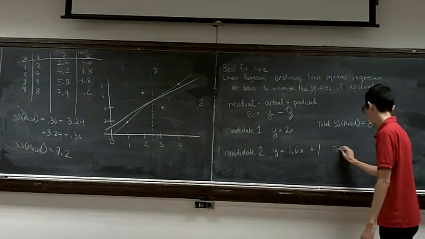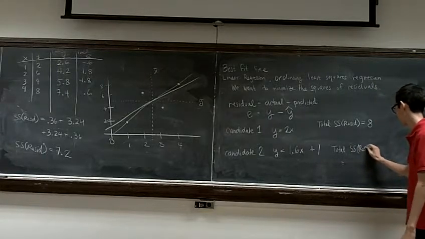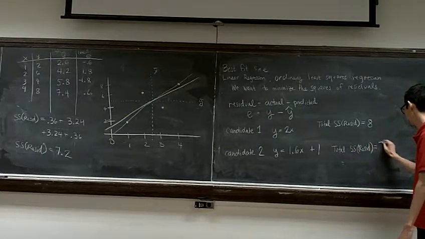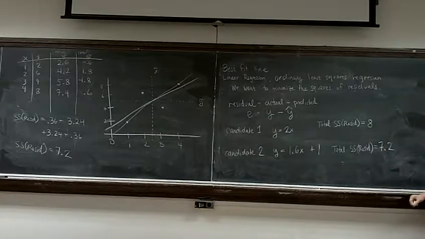total sum of squares residuals (7.2). Is that okay? Alright, so if we're comparing candidate 1 with candidate 2, candidate 2 has a smaller sum of squares residual, so this is going to be a better line than this.